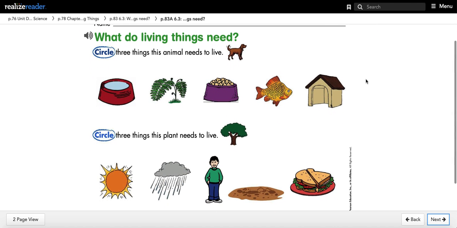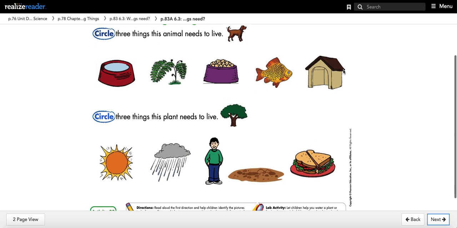So let's see, what do living things need? Circle 3 things this animal needs to live. So this is a dog. What does a dog need to live? Does he need water? Yes. Does he need plants? No, good job. Does he need food? Yes. Does he need a fish? No. Does he need a home? Yes, good job.